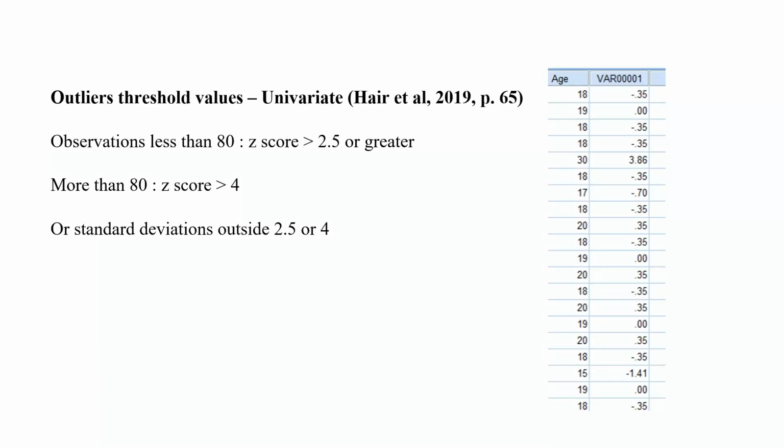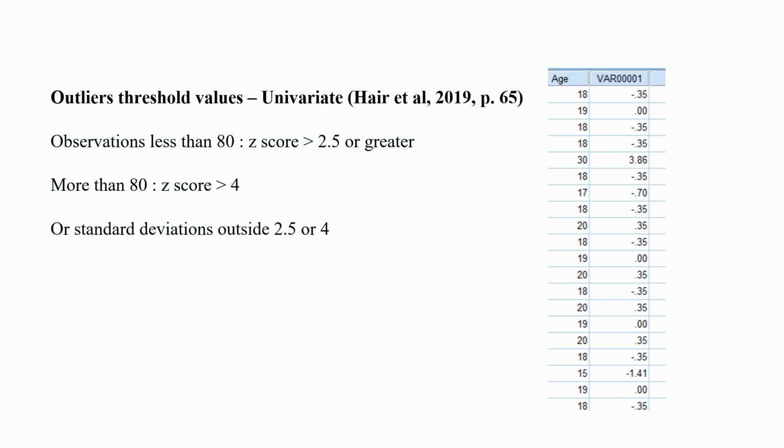According to Hair, one of the highly referred authors for checking the statistical tools used in research, for any observation set of less than 80, that means your study is restricted to only an 80 sample size or less than that, when you do the standardization of scores, if the standardized score is more than 2.5, that indicates an outlier.